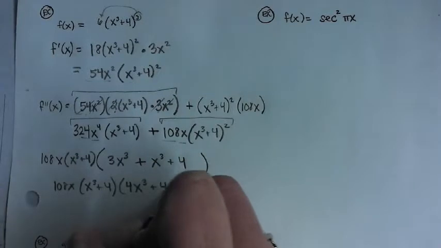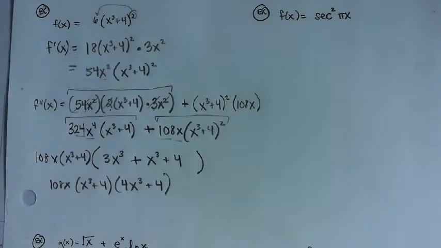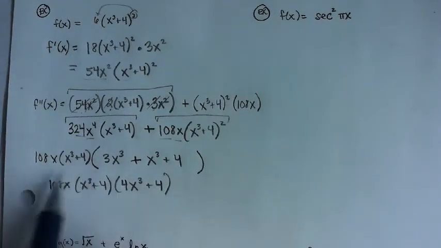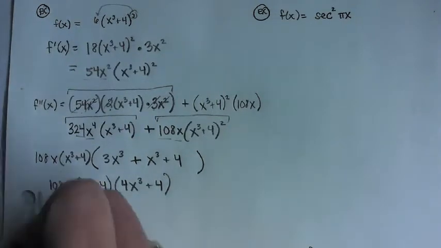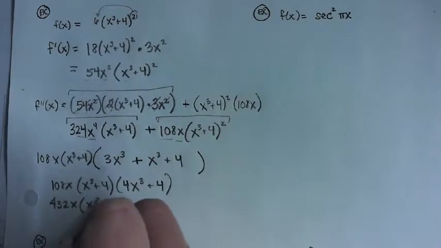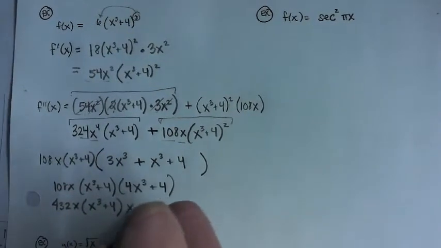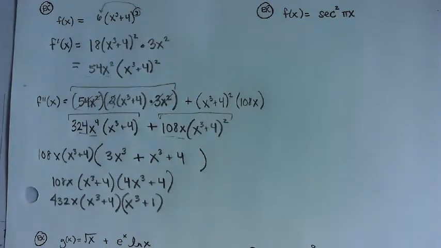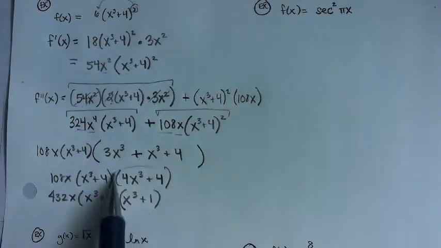Ooh, what did that just do? Now we have a 4 that can be taken out. So 108 times 4 is 432x. Do we really need this? So I just took a 4 out of that guy.